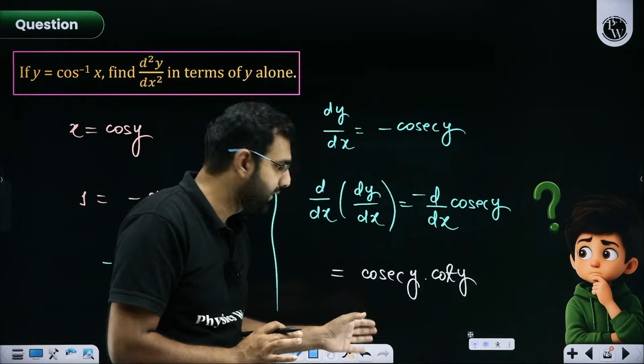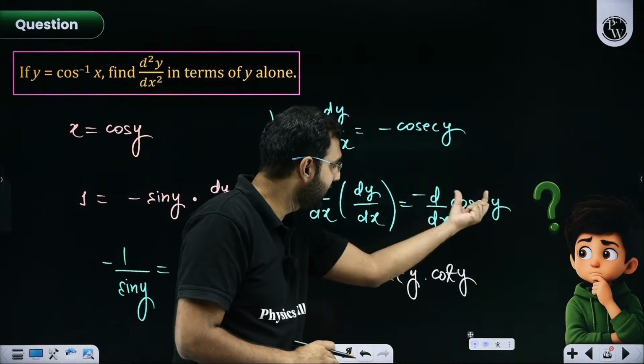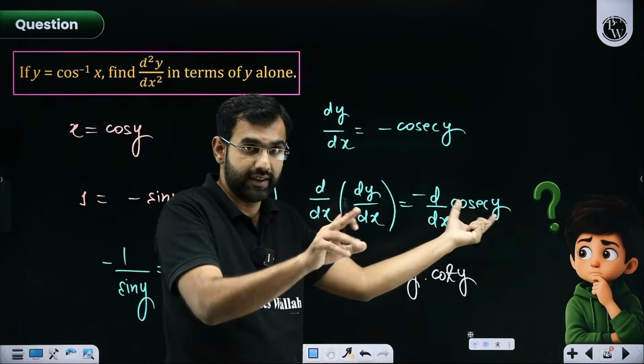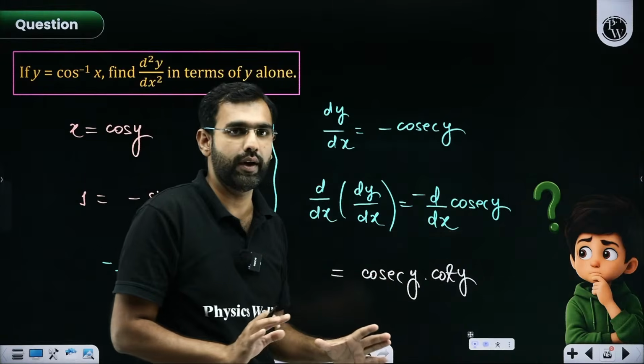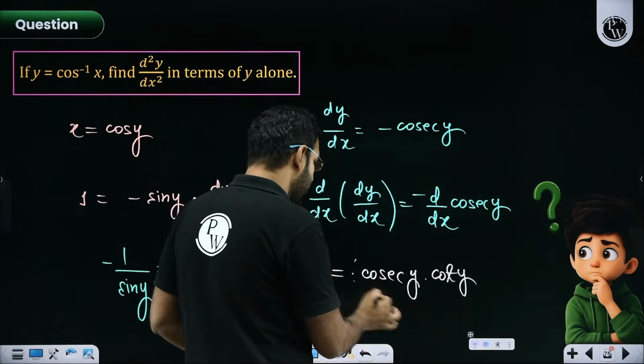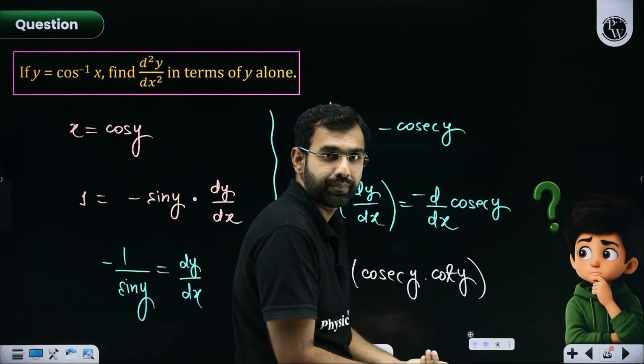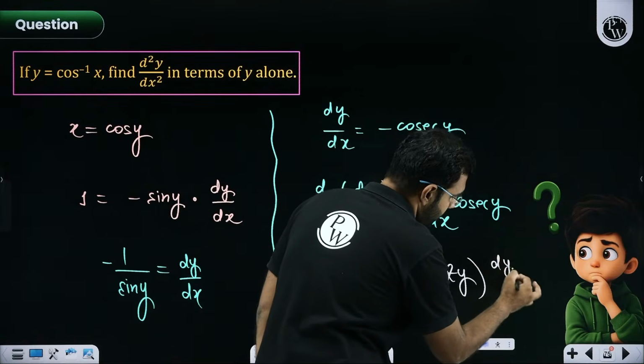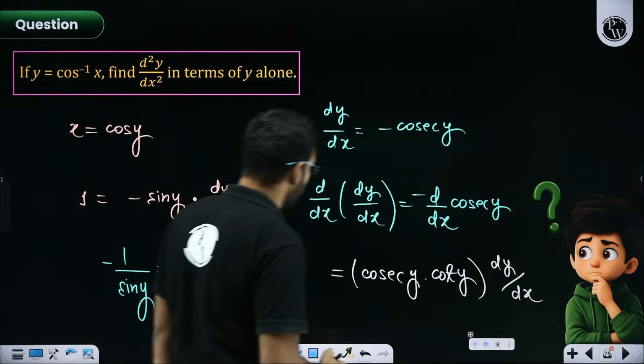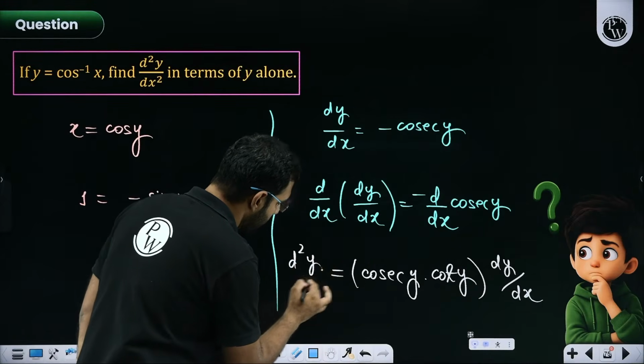I repeat, this is what I've got. As the derivative of cosec y with respect to y, as the derivative of minus cosec y with respect to y. But sir, you should put dy by dx also. Yes or no? So you should put dy by dx also, which is going to be d2y by dx square.